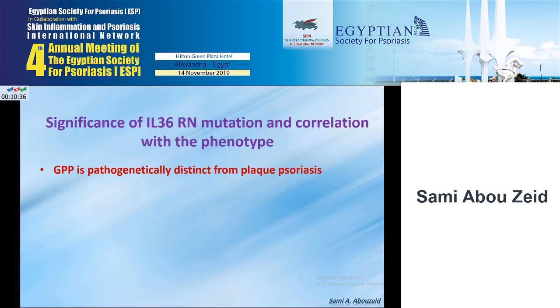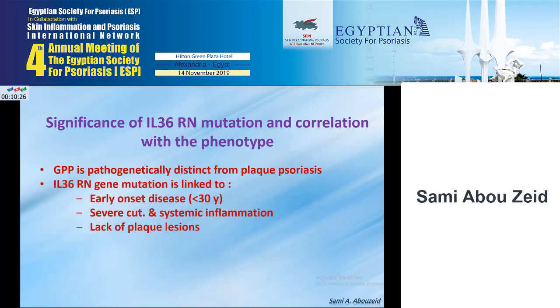Now, what is the significance of this? Generalized pustular psoriasis is pathogenetically distinct from plaque psoriasis. And this gene mutation has been linked to early onset disease. So we have to investigate the early cases for this gene mutation. It is also linked with severe cutaneous and systemic inflammation and with lack of plaque lesions.